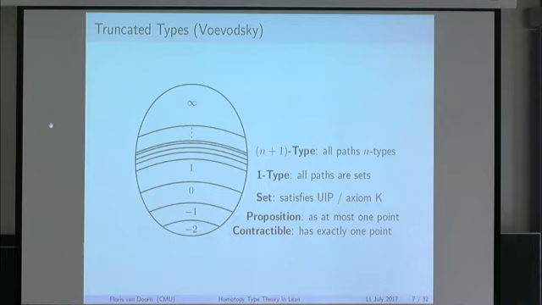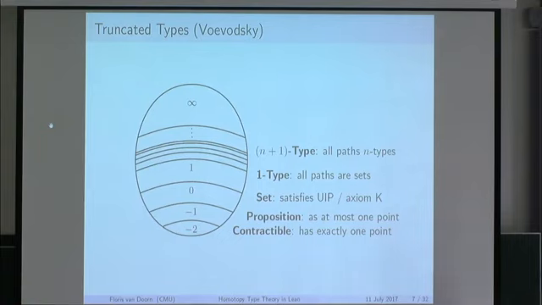Then one level higher, we have the sets. Those satisfy the uniqueness of identity proofs, or axiom K. That means that for any two points in the type, there's at most one proof of equality. And then we have the 1-types, which say that all paths are sets. And in general, the n+1 types say that all the paths in that type are n-types. And so this hierarchy is cumulative. So if I have a 0-type, then there's automatically a 1-type and a 2-type, and so on.